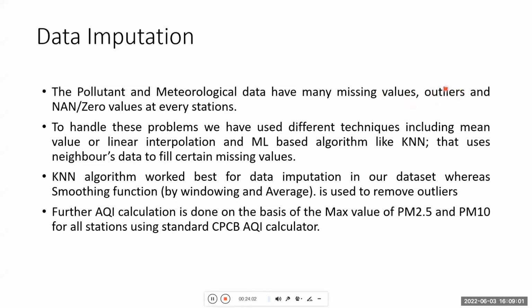So isolation forest was basically used for outlier detection, and you can read much about this isolation forest. To handle these problems, for interpolation, linear interpolation and an ML based algorithm like KNN, K nearest neighbor, was used to fill the missing values. And usually this KNN algorithm works best for data imputation for our as well as the Beijing data set, and sometimes we have even used a smoothing function to remove the outliers.